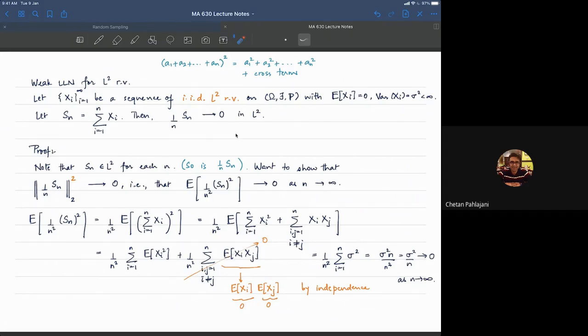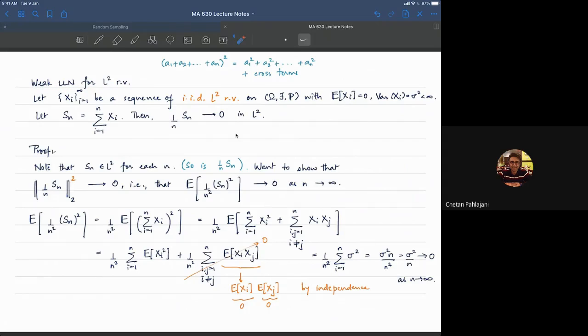Now, since this is the first time you're learning this, I think it's not a bad idea to put in a little more assumptions and quickly see a proof of the result. That has some value, so that's what I'm going to do next. So the weak law of large numbers for L2 random variables is done.